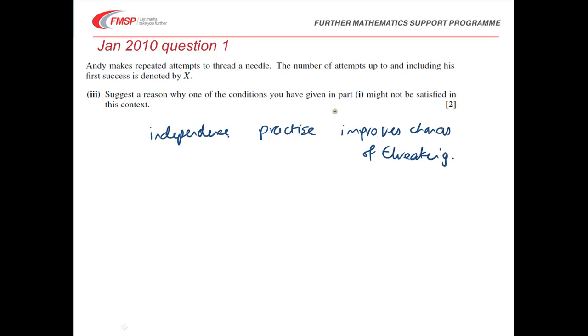You get 1 mark for stating what's happening. So practice improves chances of improving or threading, and then you get another one. So therefore, independence not likely. And that will give you your 2nd mark.